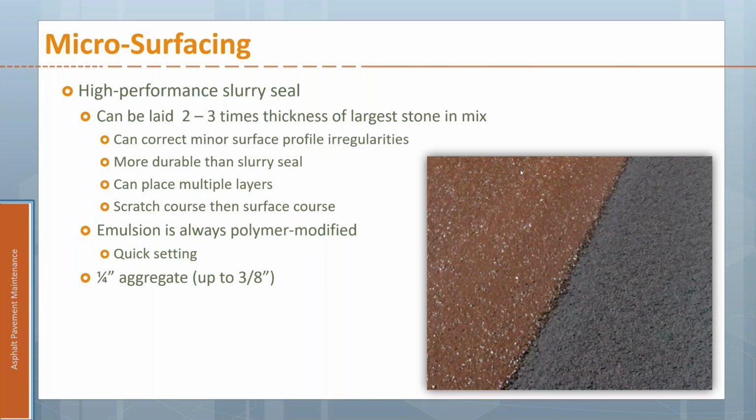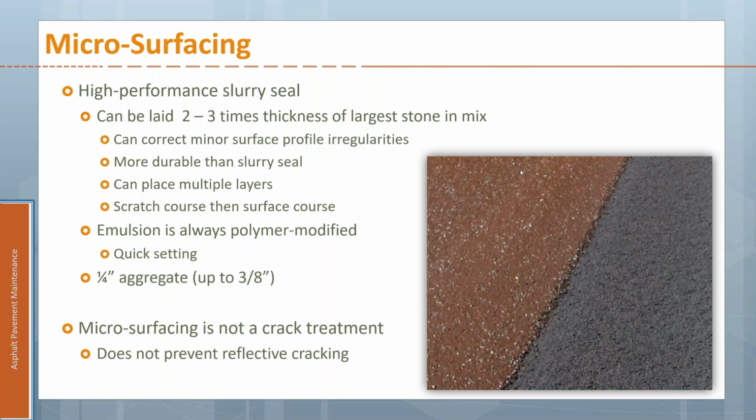The thing about microsurfacing is that the emulsion is always polymer modified, and it is a quick set polymer modified emulsion. So most typical, I think you're going to see about a 1/4 inch aggregate here, up to 3/8, but 1/4 is more common. An 1/8 inch is really small, and that's more typical of the traditional slurry seal.